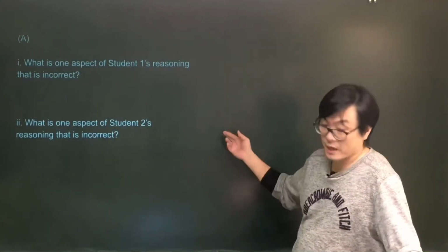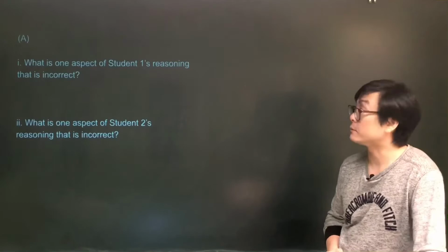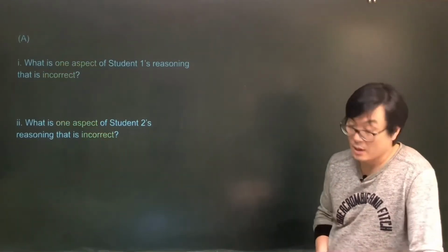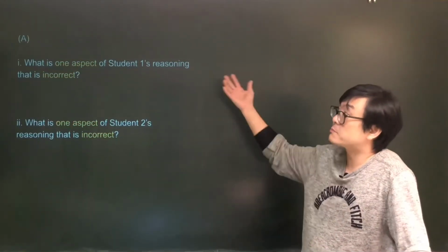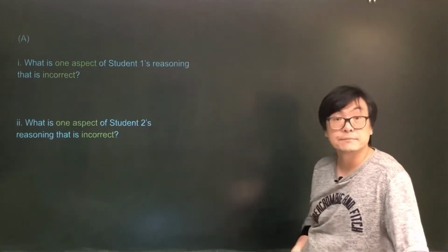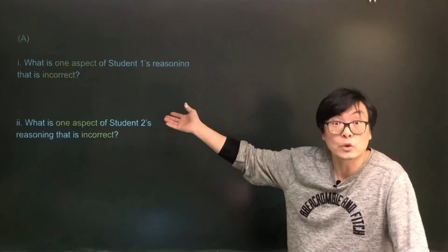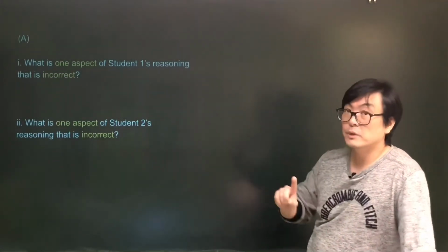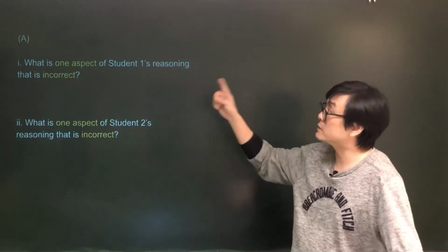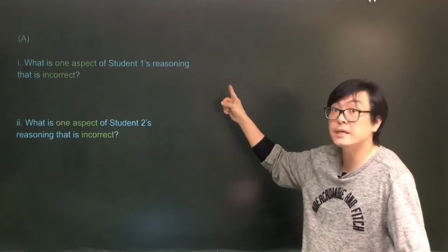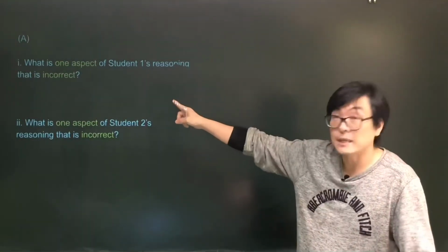And this is question A. What part did you find? I would catch "one aspect" and "incorrect." It sounds like it's not an important word, but "one aspect": when you read, you have to find one aspect of student one's reasoning that is incorrect.